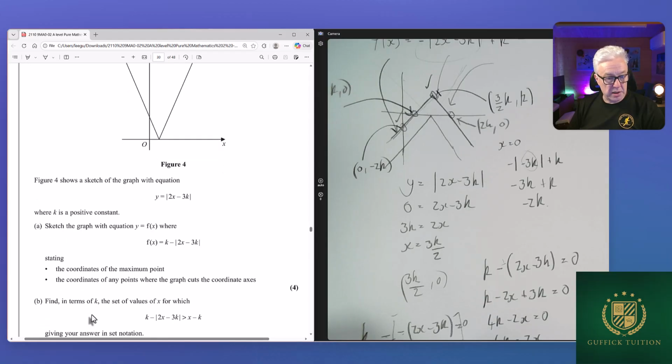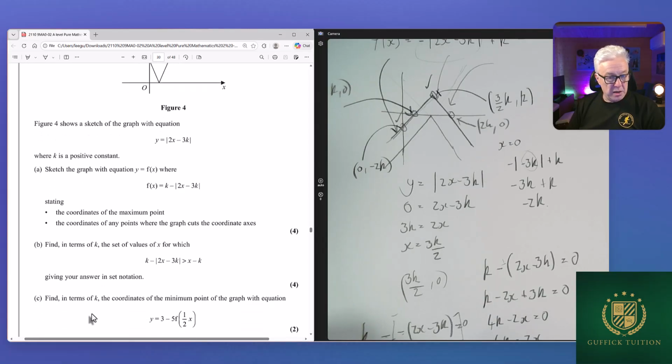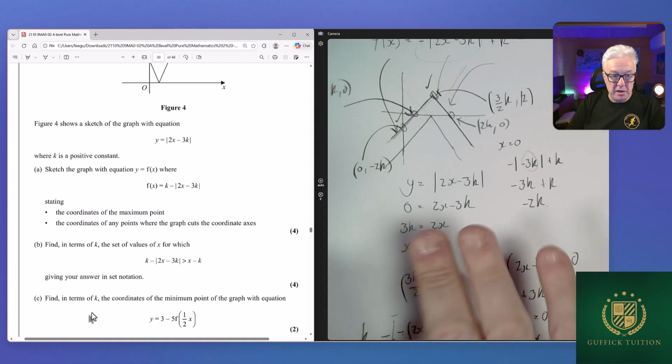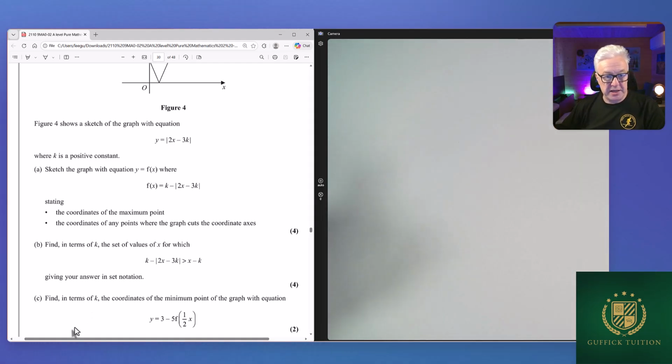Now let's look at part B. This one looks very intriguing as well. 4 marks, oh my goodness. Find in terms of k the set of values of x for which k minus the modulus of 2x minus 3k is greater than x minus k.